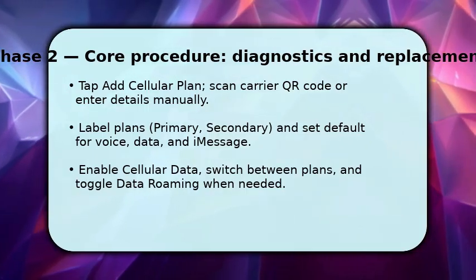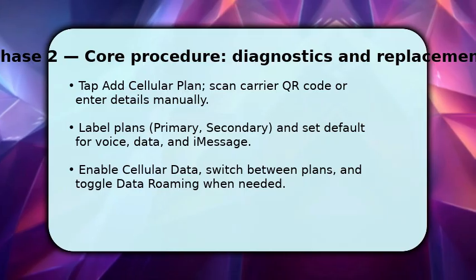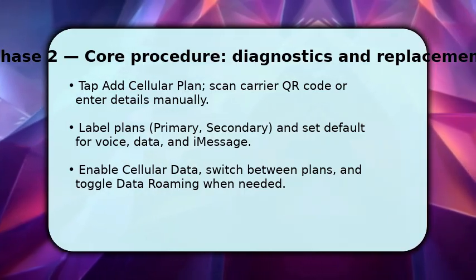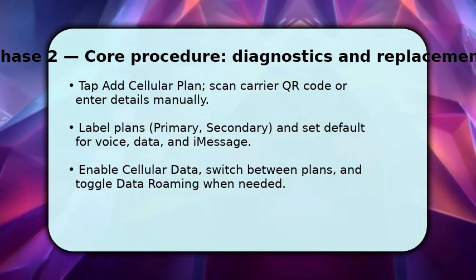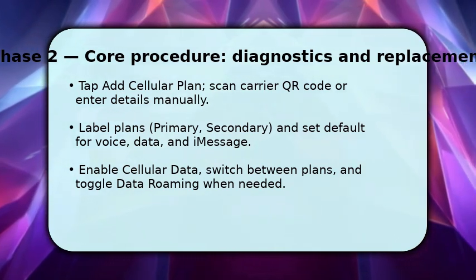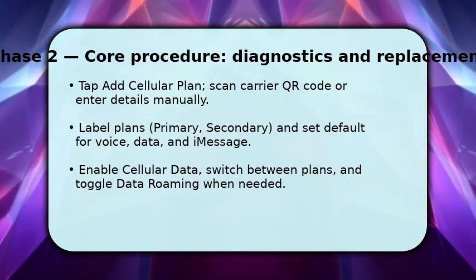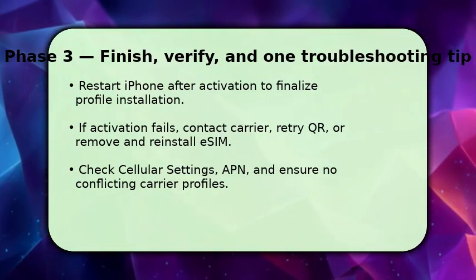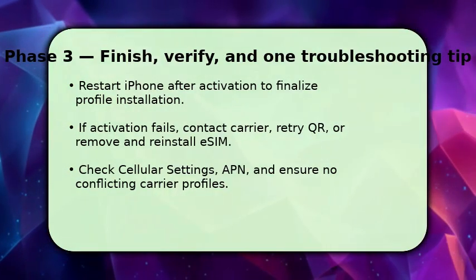Next, set your default line for voice and cellular data and adjust data roaming per your travel needs. Make sure to test a data connection and a short call to confirm full functionality. To finish, restart your iPhone to finalize the eSIM profile installation. This often resolves background registration tasks.